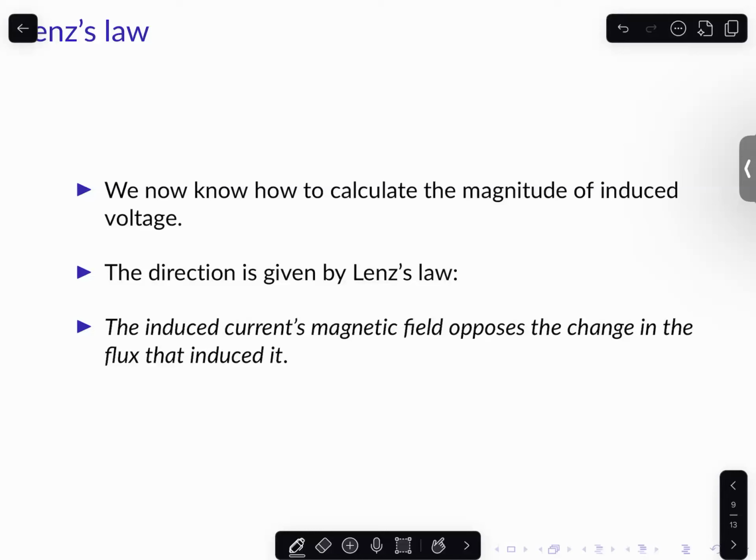So, to solve these Lenz problems, find the direction of the original field, find how that field is changing, oppose the change: build up weakening fluxes, oppose strengthening fluxes, and then finally use the right-hand rule. I'm only ever going to give you coils that react to these. Use the right-hand rule to figure out one this way, that way, the other way. Clockwise, counterclockwise, which direction does that push current?